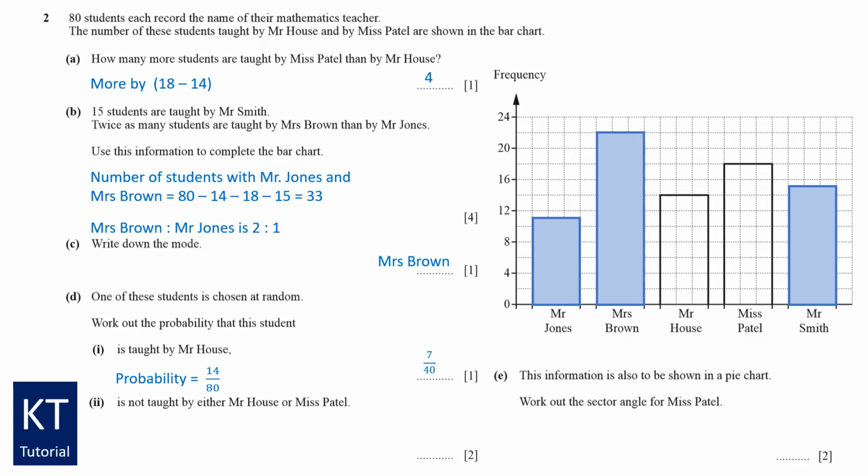Next, work out the probability that this student is not taught by either Mr. House or Ms. Patel. This probability is 48 over 80 or in simplified form 3 over 5. Next, this information is also to be shown in a pie chart. Work out the sector angle for Ms. Patel. This will be the ratio of 18 out of 80 against the angle of 360 degrees.